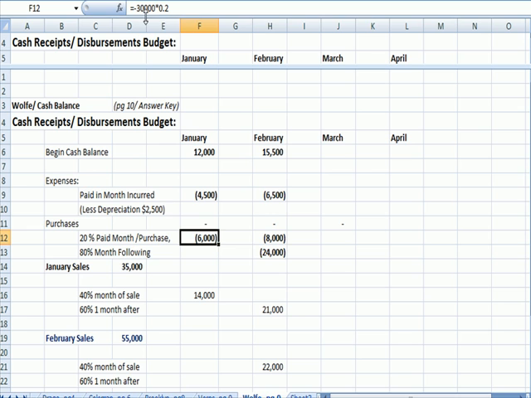January purchases 30,000, 20% of that is 6,000. I didn't do it for the purchases, but I think it's always handy to put the dollar amount of sales or purchases in a cell so you can link it to the activity in the spreadsheet. For example, January sales 35,000, 40% of January sales, 14,000, paid in January. 60% of January sales, note that it's linked to January, collected in February. In February, we collect January sales of 21,000.